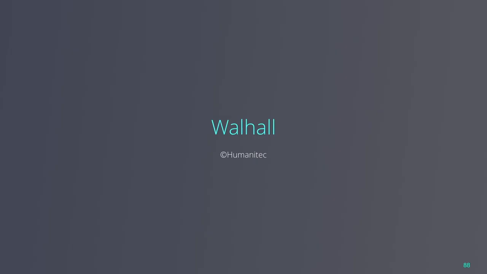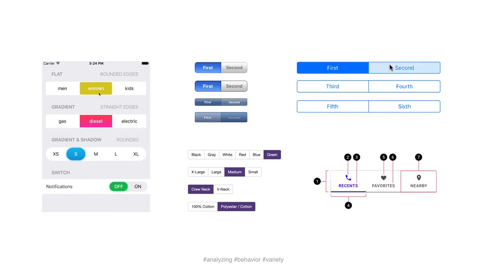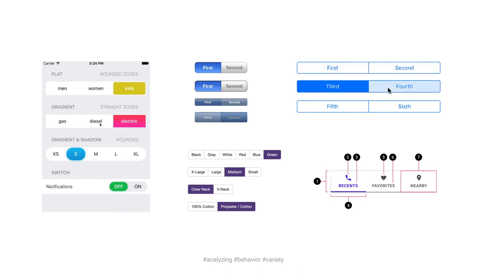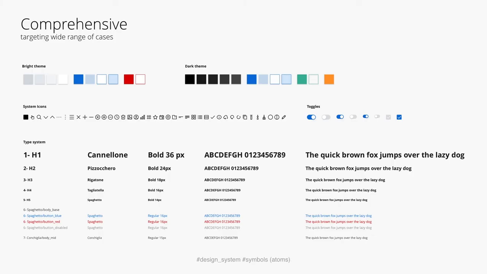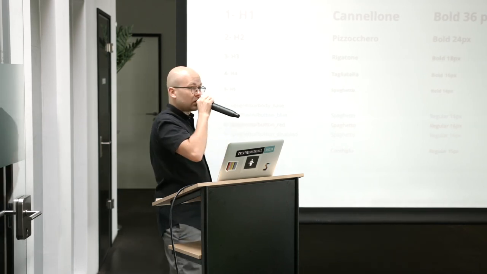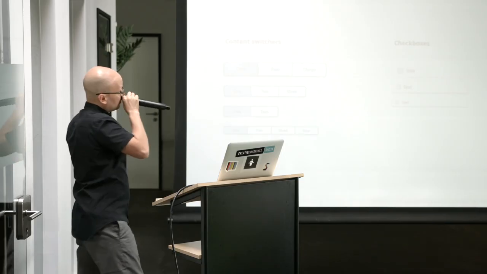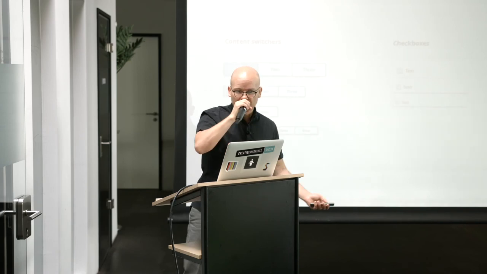Well, here is another project, and this is the last one for today. This project started from collecting and systemizing elements and creating a design system. I analyzed behavior, variety, and options available on the market and on the internet, basically. Later on, we've created a comprehensive system which is targeting a wide range of cases, and this is another parameter of the standardization. Then we've created easily reusable, ready-to-replace and reutilize elements, again following the standardization principle.